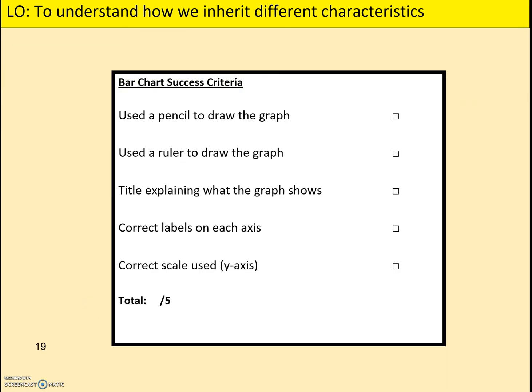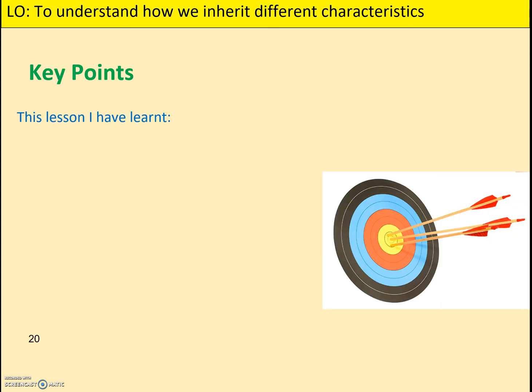So if we had a success criteria for drawing a bar chart, we'd want to use a pencil to draw a graph, use a ruler to draw the graph, a title explaining what the graph shows, and correct labels on each axis, and ensure that all our scale is correct, the correct scale used by the y-axis.